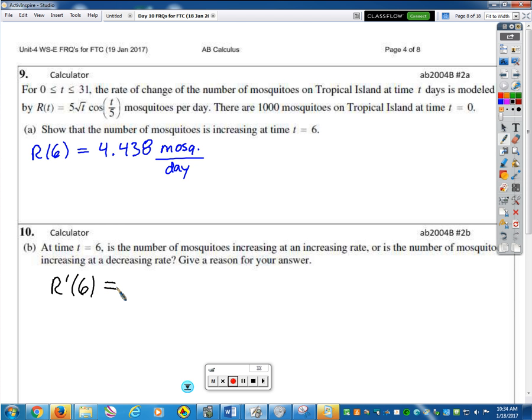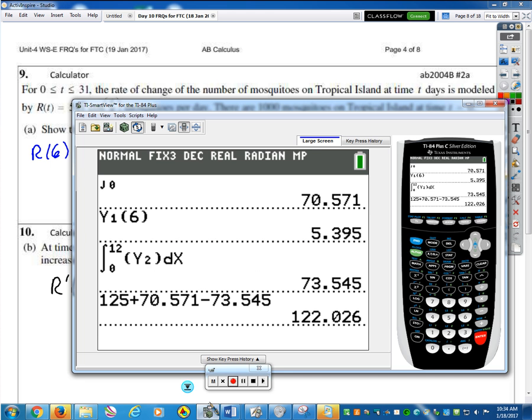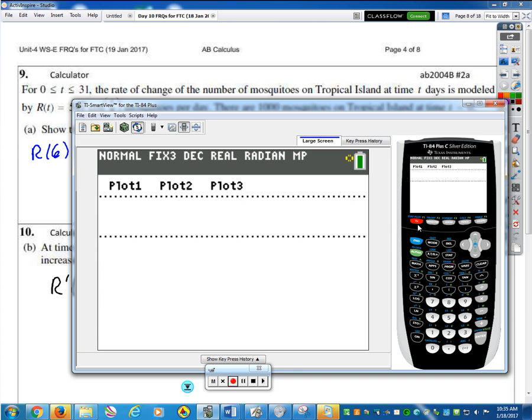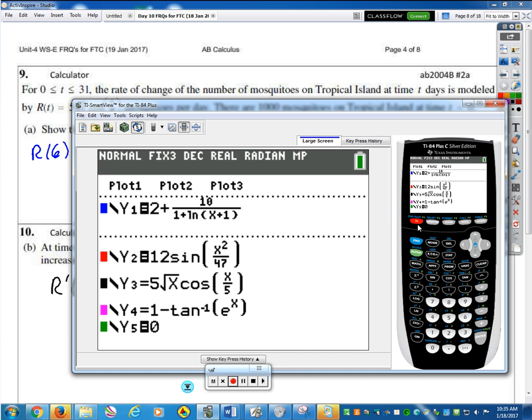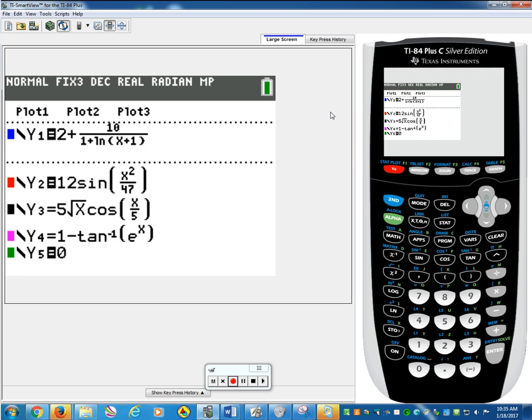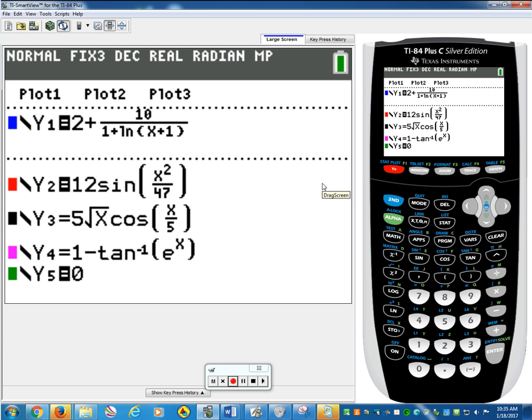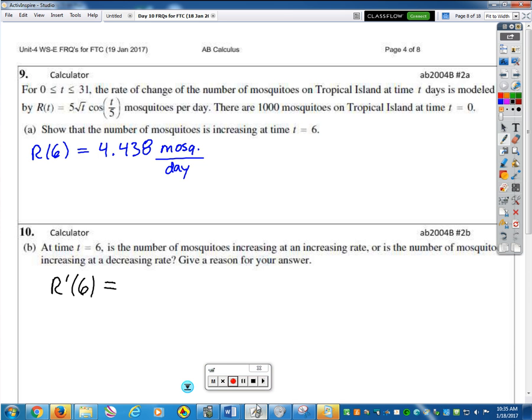So you type in R prime of 6, write this down. You can find R prime of 6 on your calculator by taking the derivative of this. Okay? How to do that? Go back here. I'm going to run out of room here. So I go back to my y equals, my mosquito problem is down here. You basically find that rate.